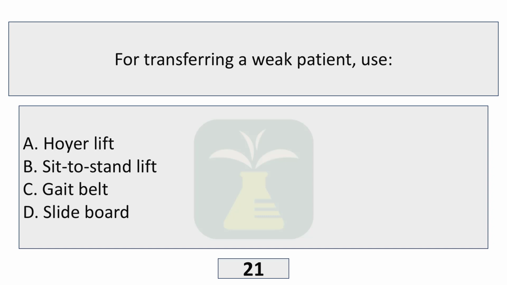For transferring a weak patient, use: A. Hoyer lift. B. Sit-to-stand lift. C. Gait belt. D. Slide board. Correct answer, C. Gait belt. A gait belt assists with safe transfers for mobile but weak patients.